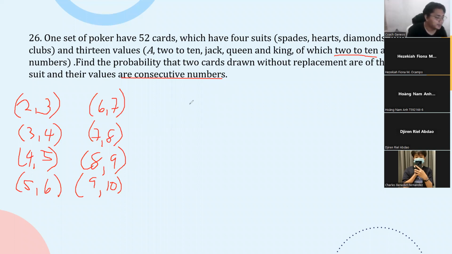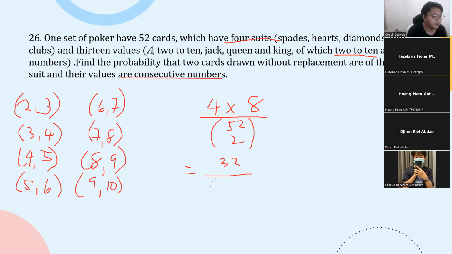And then since there are 4 suits, you have to multiply the 8 of them by 4, and then you just have 52, choose 2 in the denominator. So that will just be 32 divided by 52 times 51 over 2. And then you can simplify that to be 16 over 663. So that is the final answer for 26.